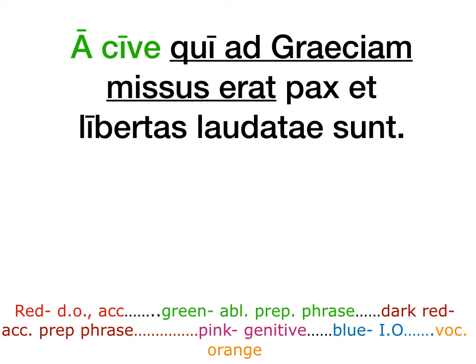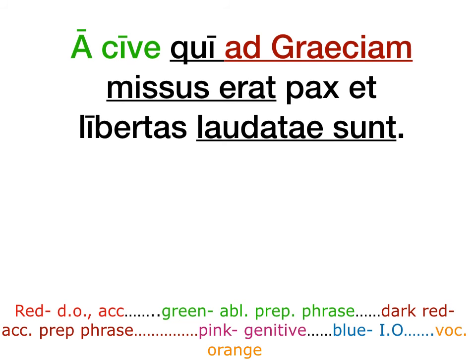Pax et libertas. Is that just a subject? I think that's just a straight-up subject. Peace and liberty. Laudatae sunt is just another perfect passive. This time it's actually perfect passive, not pluperfect. And then, as I just highlighted, ad graecium there. That's some kind of accusative object, like to Greece, right? Something is going to verb to Greece, I guess, or get verbed to Greece. And then there's laudatae sunt, perfect passive.